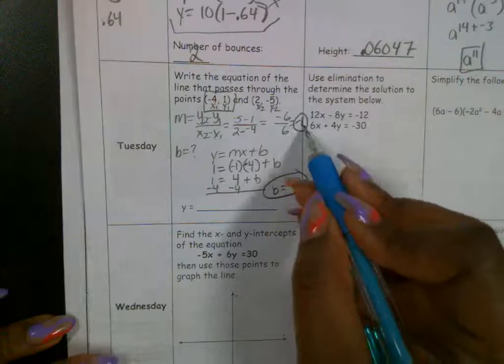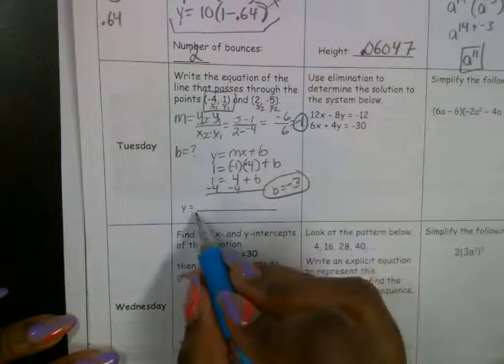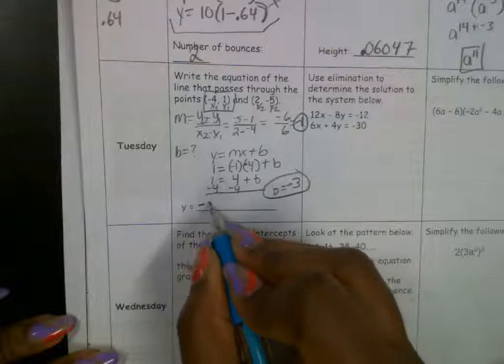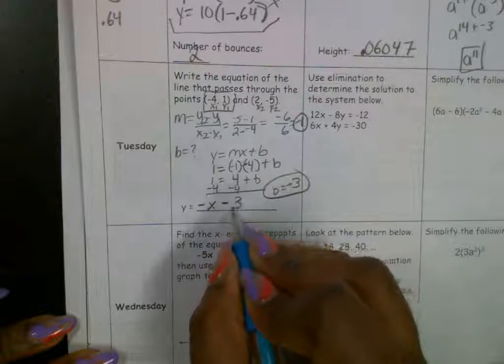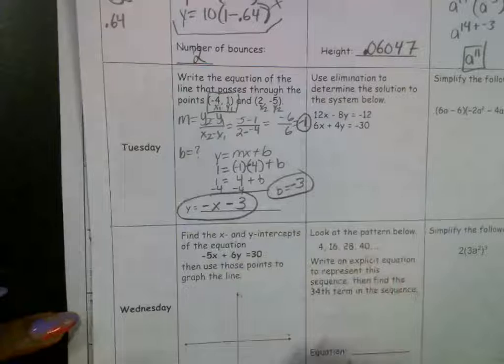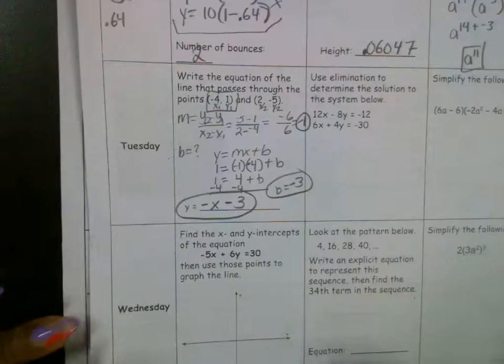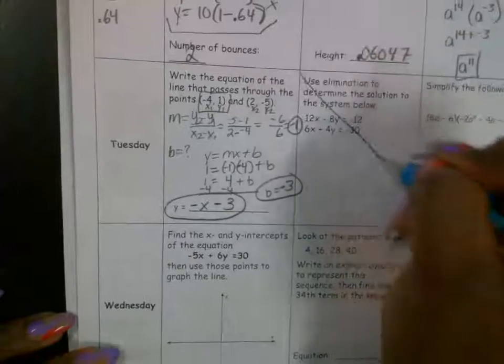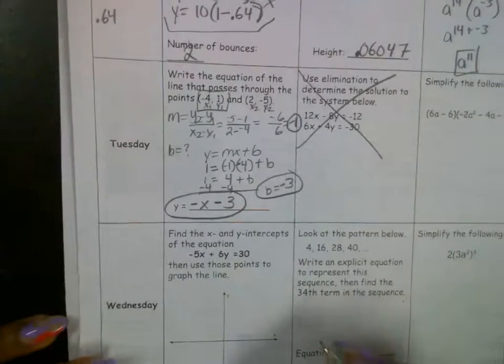All right, so now I got my m and my b. How do I write the equation? Very good. This is my equation here. Any questions about that? Elimination method, I have not taught you yet, so let's not go there. That's next unit.